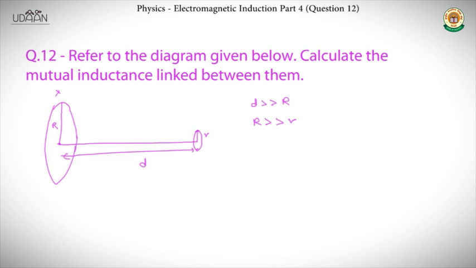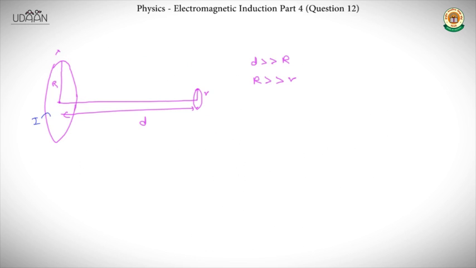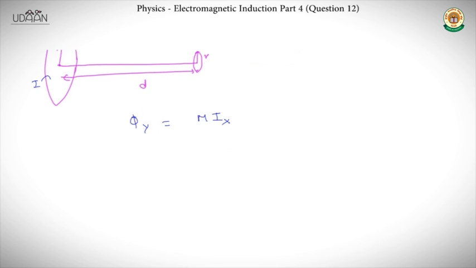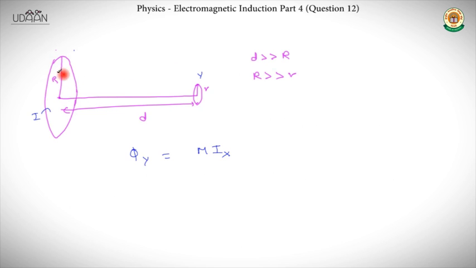I taught you the concept of mutual inductance earlier, right? To calculate the mutual inductance, we take the current I in this bigger ring. Because of this, we will calculate the flux developed in this smaller ring. So these assumptions will help us to calculate the flux properly and accurately. Let me think of this ring as x and this ring as y, and the flux in the ring y would be M into Ix, where M is the mutual inductance we are going to calculate.